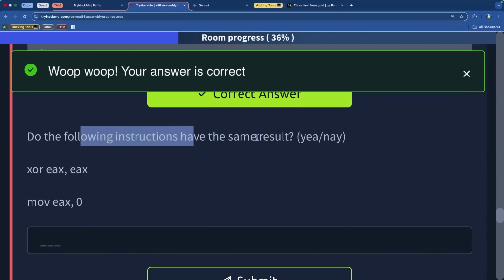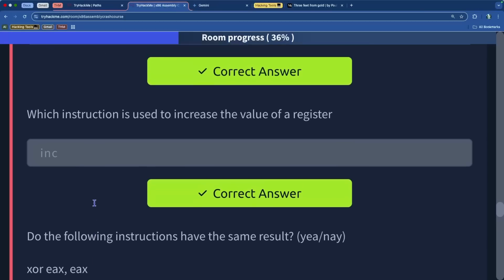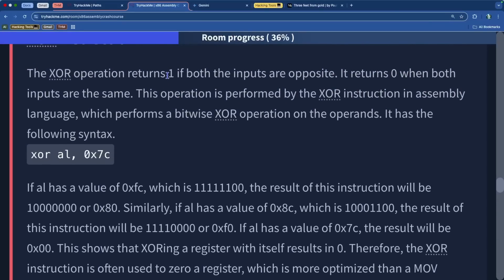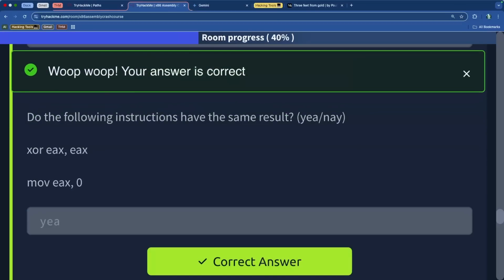So do the following instructions have the same result, yay or nay? We have XOR EAX, EAX right here, and MOV EAX, 0. They technically should have the same result, right? Because remember, it's going to return a 1 if both of them are opposite. So if they're both the same, it won't return a 1. It'll return a 0. And in this particular case, we're moving this 0 value into EAX. So technically, it should be yay. So let's see if I'm right. And I am right. Okay, great.